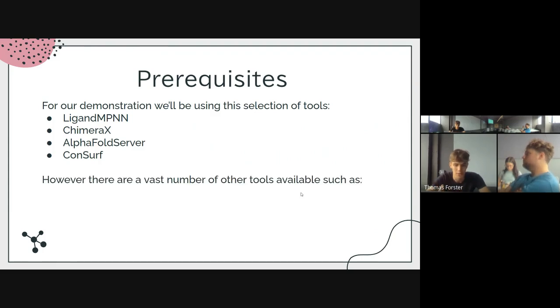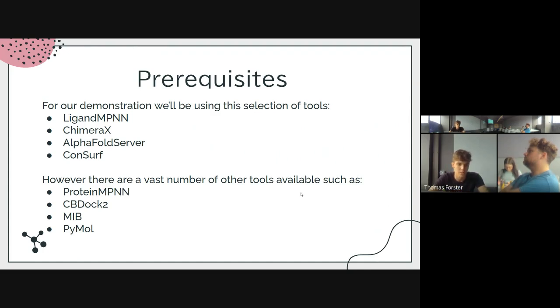But there's plenty of other tools to use. There's ProteinMPNN, which is the same as LigandMPNN, except with LigandMPNN you specify that you want to include ligands. There are docking tools available like CVDock2 and MIB. CVDock2 is for docking ligands into proteins, and MIB is for docking metallic ions into your protein. There are also different visualization tools, like iMol if you prefer it to ChimeraX. But for this demonstration, we'll be using LigandMPNN, ChimeraX, AlphaFold Server, and Conserve.